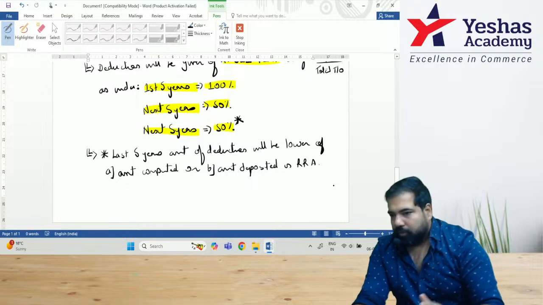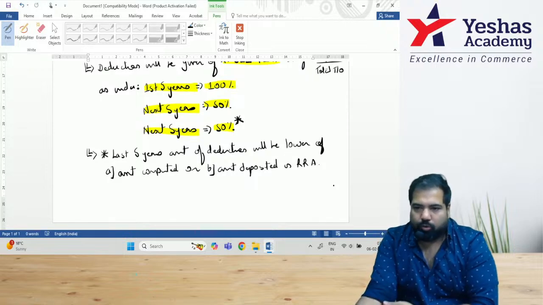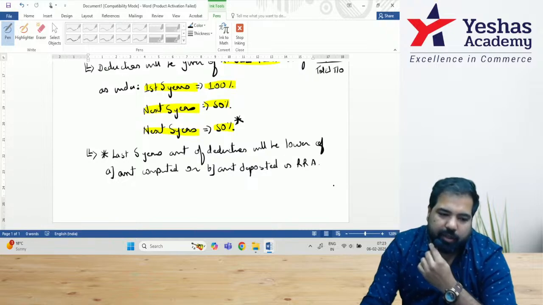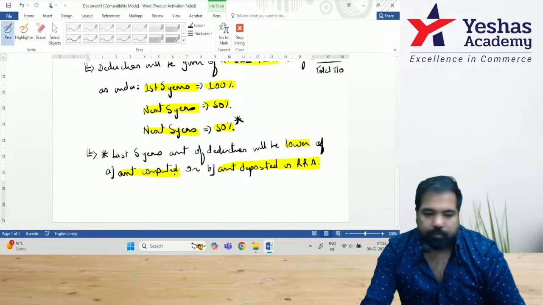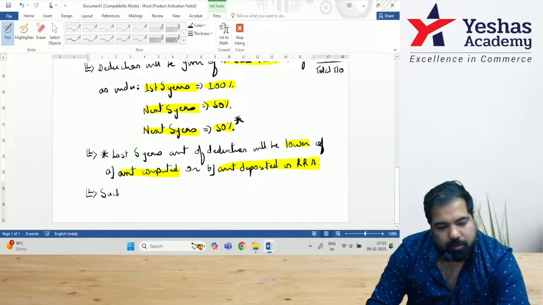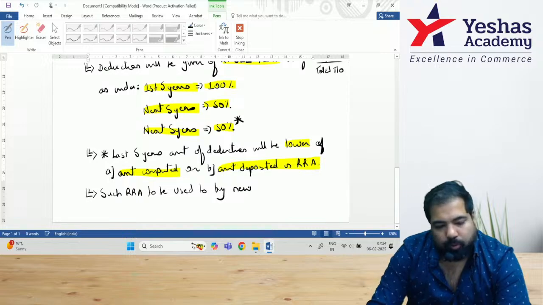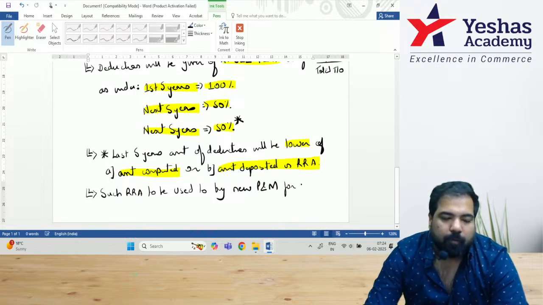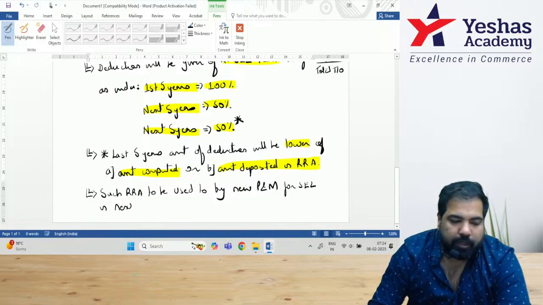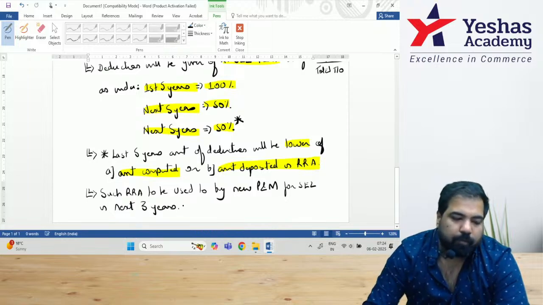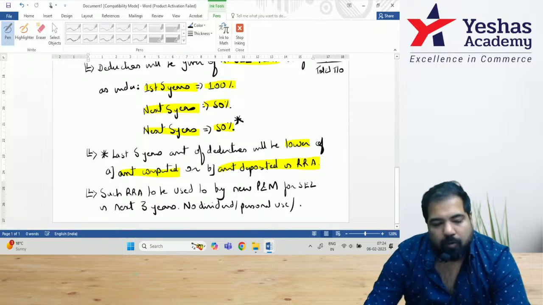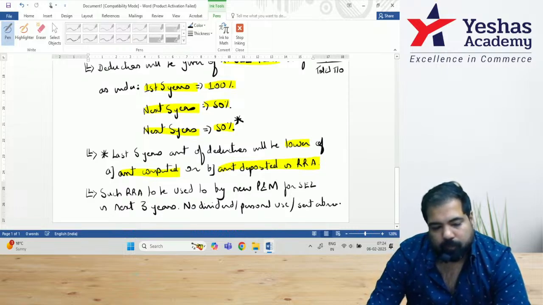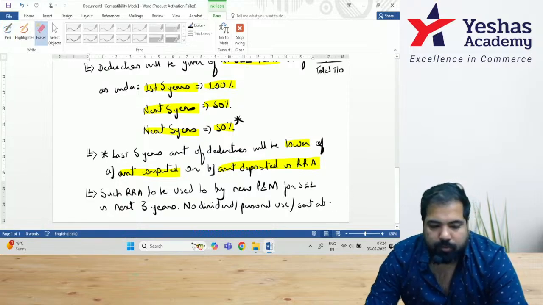Any idea what is RRA? Reinvestment Reserve Account. Don't be lazy, write the full form here only, because then you'll Google it. Google RRA, guys. Many things will turn up. Reinvestment Reserve Account. Such RRA we use. Guys, it has to be used for new plant and machinery for the SEZ in the next 3 years, and not use this money for other purposes.